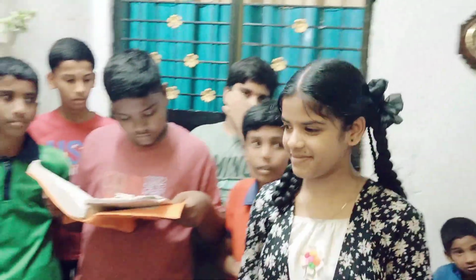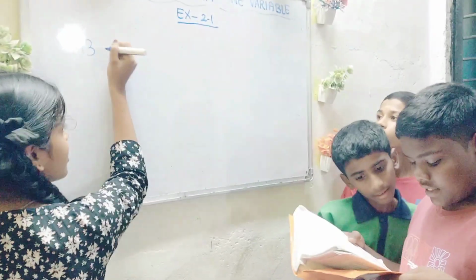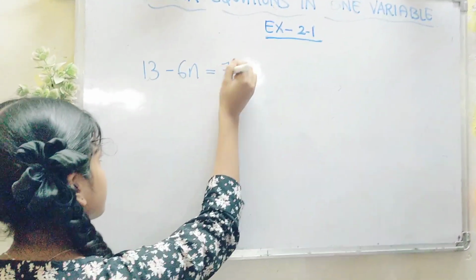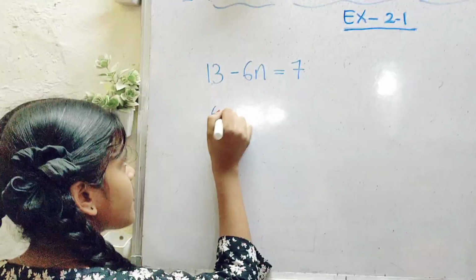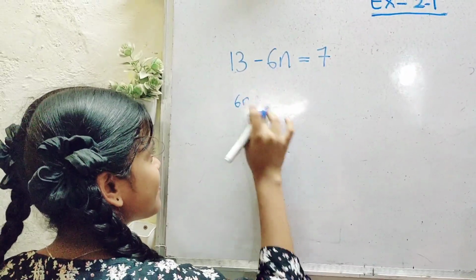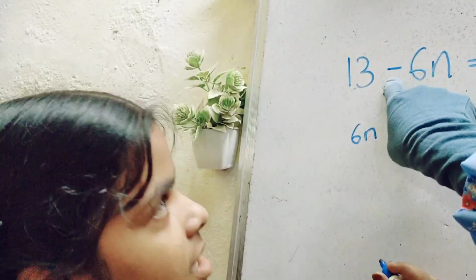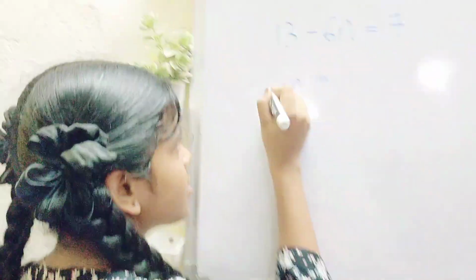Okay, next, Bhagya. Come on, do it. Rishi, dictate the equation. 13 minus 6n is equal to 7. Okay, come on, do it. From where did you get m? It is n, dear. Can you see there is a minus sign here? So please don't change the sign. Minus 6n.